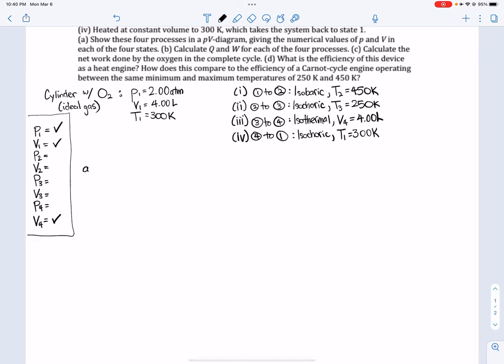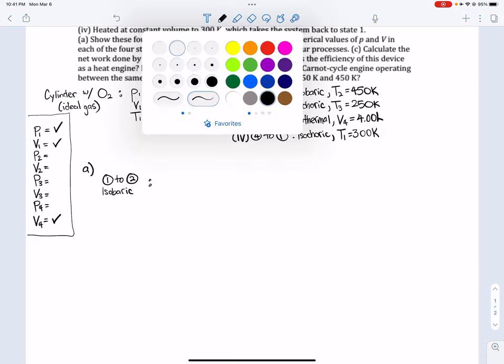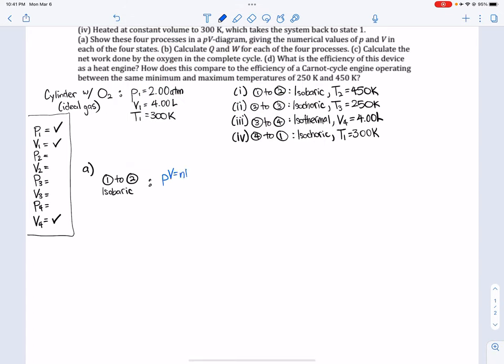All right, so let's start in part A. I'm going to start with process 1 to 2. Again, that's isobaric, or constant pressure. So if I use my ideal gas law, PV equals nRT, for an isobaric process, P is constant, n is constant, and R is constant. So I'll have V1 over T1 equal to V2 over T2, right? I know my temperature at state 1, my temperature at state 2, and my volume at state 1. So I can easily find V2.